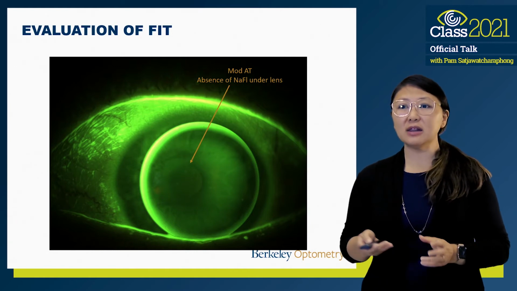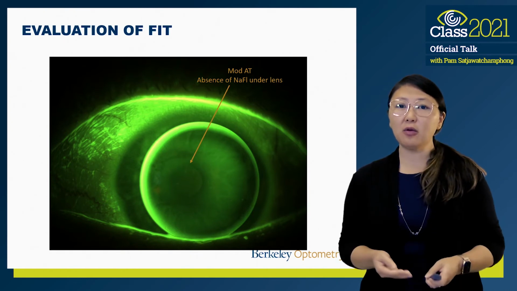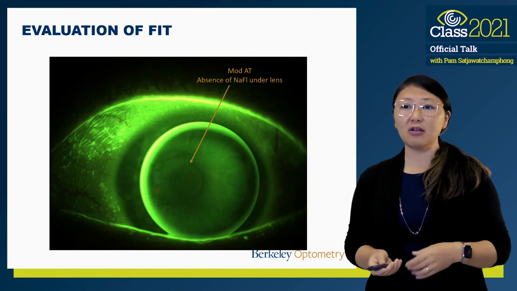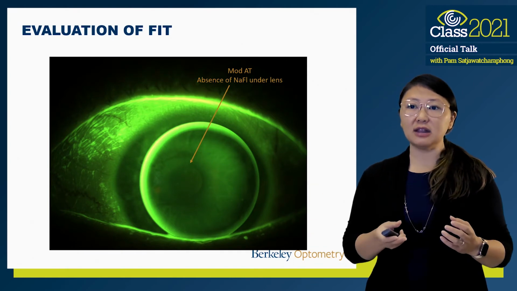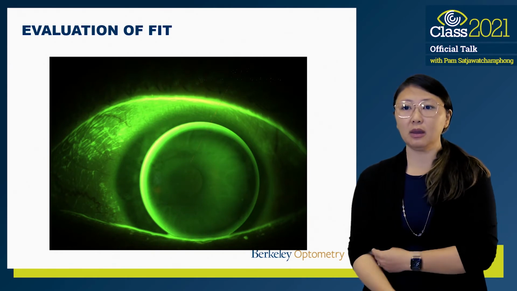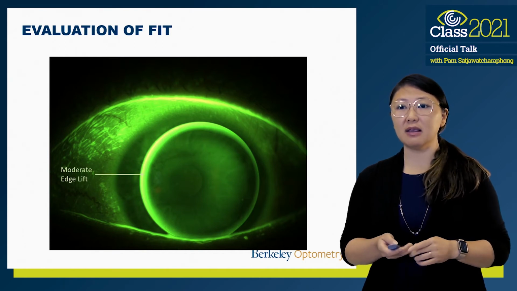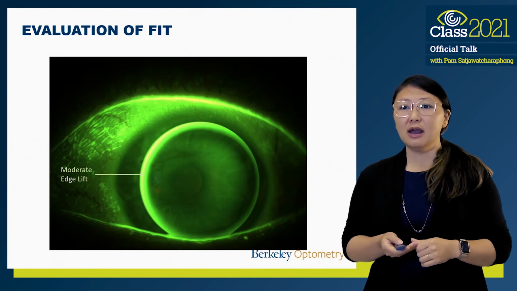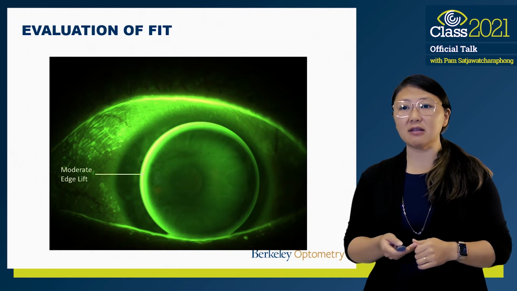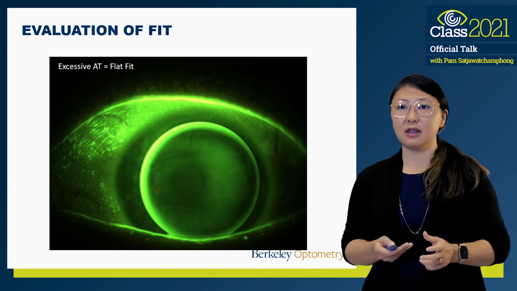The reason that you see a little bit of pooling there is because this lens is decentered off to the side. So don't be fooled into thinking because you see fluorescein there that lens is actually clearing the apex. It is actually touching it. And if you were to nudge this lens to the center, you would probably see this area of touch much more prominently. You can see that there's moderate edge lift in the direction where the lens is pushed towards the center of the cornea. And again, this is a product of the lens being decentered. You can see on the opposite side, there's less edge lift. And this is an excessively apical touch fit, flat fit.